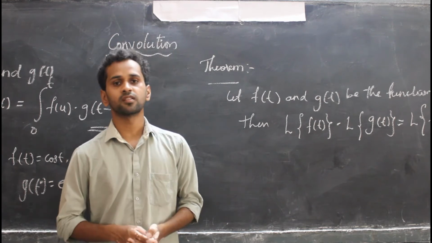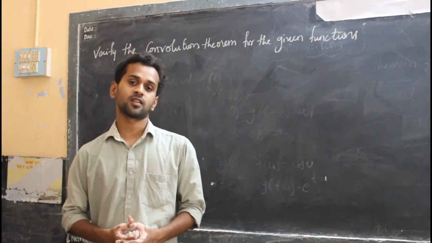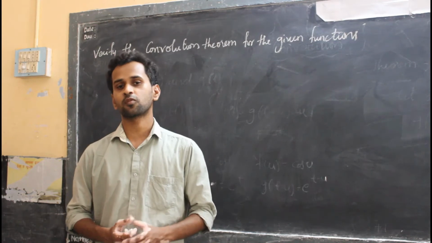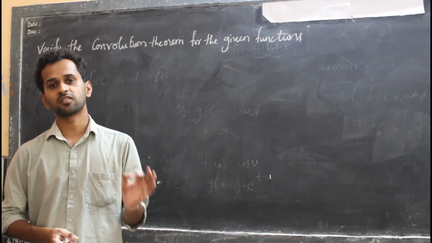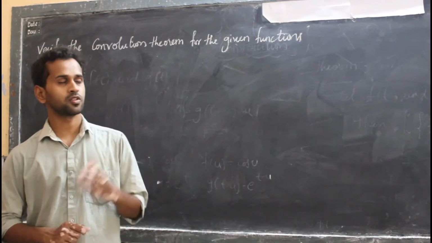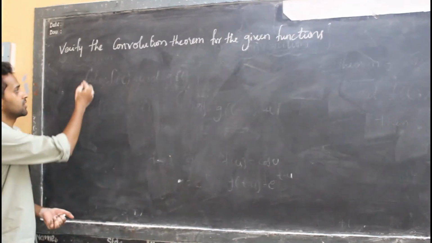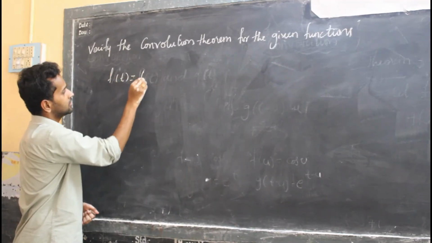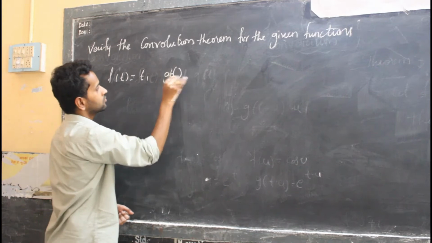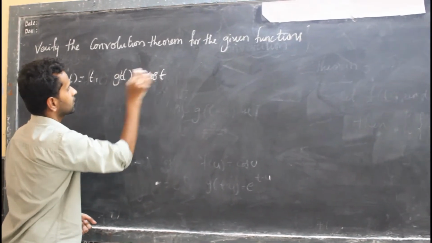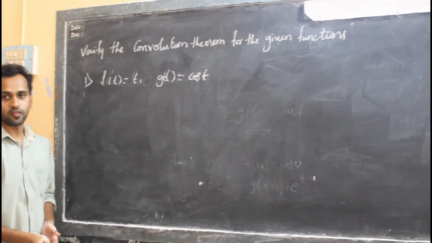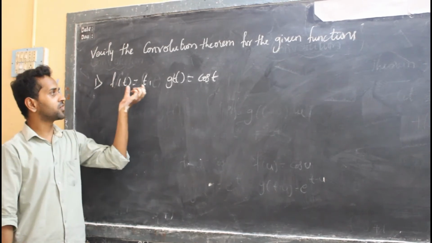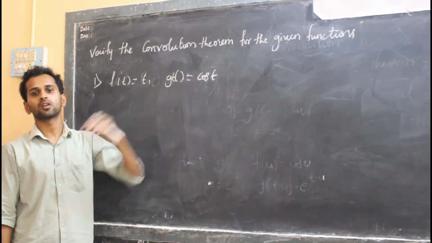So let us consider some problems on it. Let us solve some problems on the convolution theorem. The question is: verify the convolution theorem for the given functions. Let us consider f(t) equal to t, and g(t) equal to cos t. So my first problem is to verify the convolution theorem for f(t) equal to t and g(t) equal to cos t.